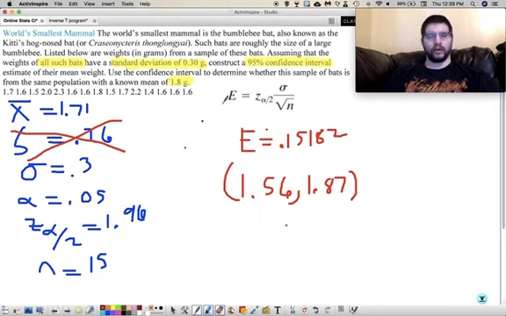Now, if we read the second part of the question, use the confidence interval to determine whether this sample of bats is from the same population with a known mean of 1.8 grams. Seems reasonable. I mean, the population mean is inside of our confidence interval, so I'd say it seems reasonable.